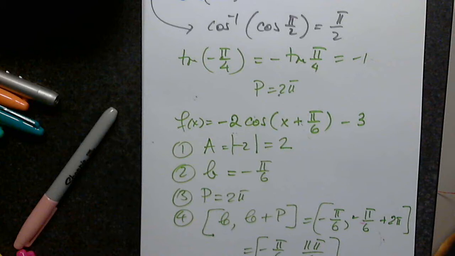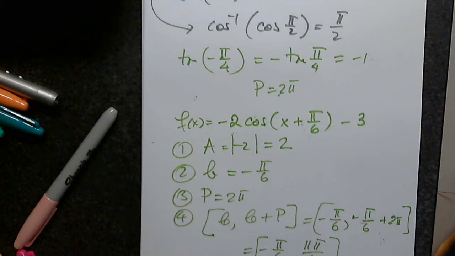And also, what will happen after that? So first, I will have to shift it to the left, pi over 6. Then I will have to stretch it. Then I will have to reflect it. And then down 3. Why do I need all this analysis? Because I need to find the viewing window.